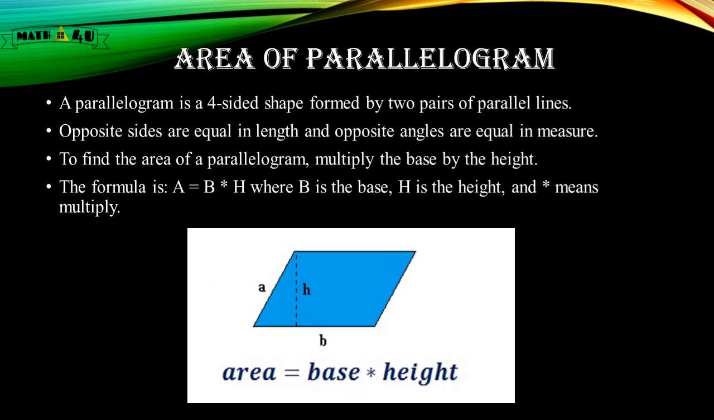Now we are going to learn how to find the area of a parallelogram. A parallelogram is a 4-sided shape formed by 2 pairs of parallel lines. Opposite sides are equal in length and opposite angles are equal in measure. To find the area of a parallelogram, multiply the base by the height. The formula to find the area of the parallelogram is base into height. That is, A is equal to B into H, where B means the base and H means the height.